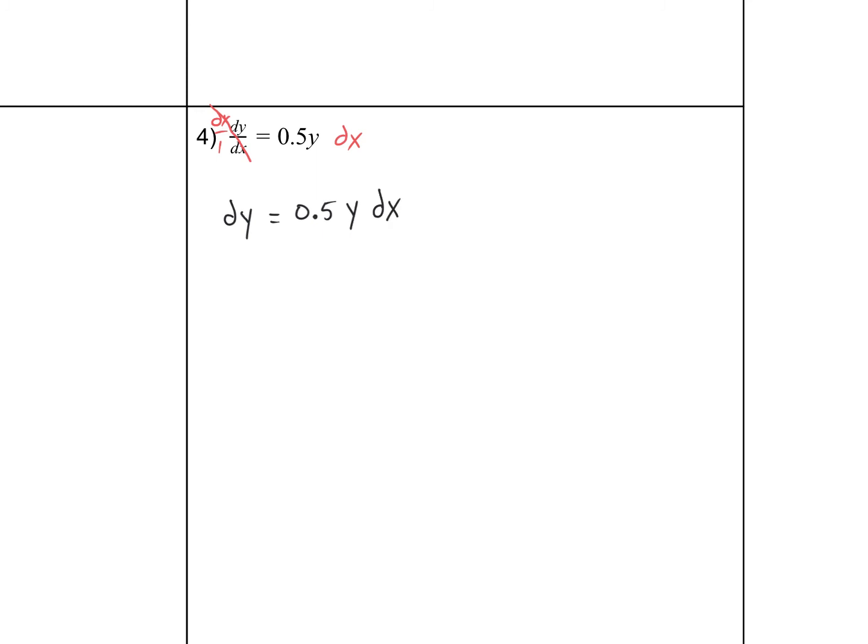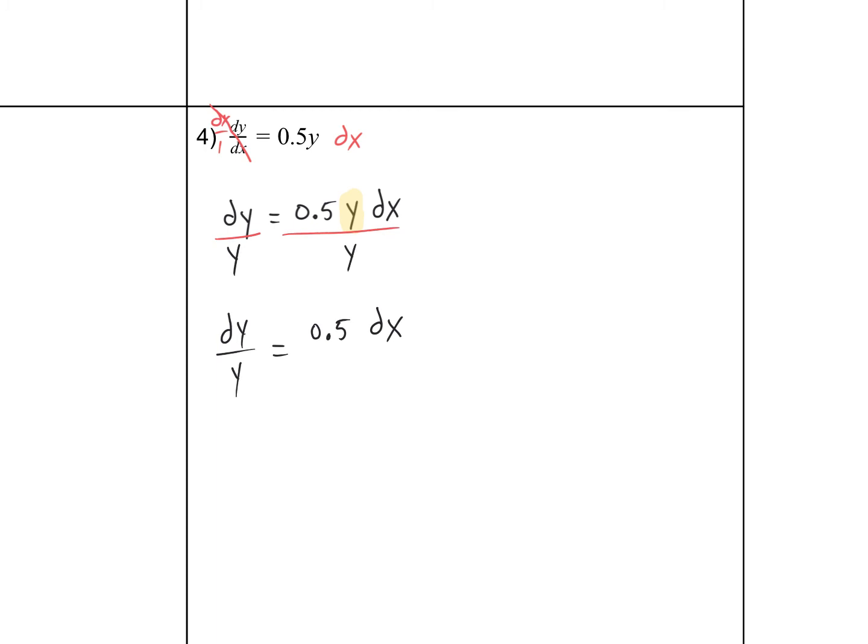Okay, now I need to move this y right here. That's the only thing that I need to move. I do not have to move this coefficient. You can move it, but you don't have to. And in this case, it's easier to leave this here. So to move the y over to the left, I'm simply going to divide this side of the equation and this side of the equation by y. So over here on the left, I have dy over y, and on the right, I have 0.5 dx. Okay, now I'm ready to integrate both sides.